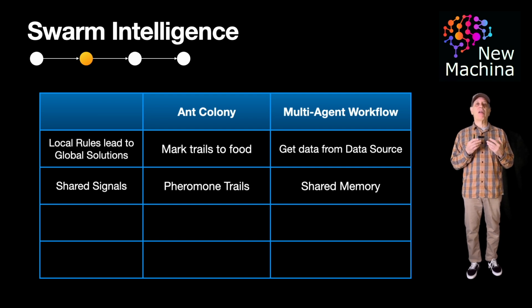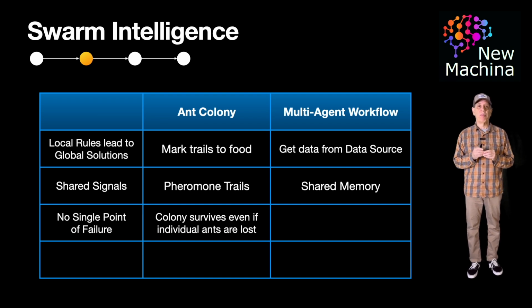Another principle of the ant colony is no single point of failure. Ant colonies are resilient because they do not rely on a single ant. If one ant fails, others can continue the task. This decentralized structure ensures the colony's survival and efficiency even if individual ants are lost.